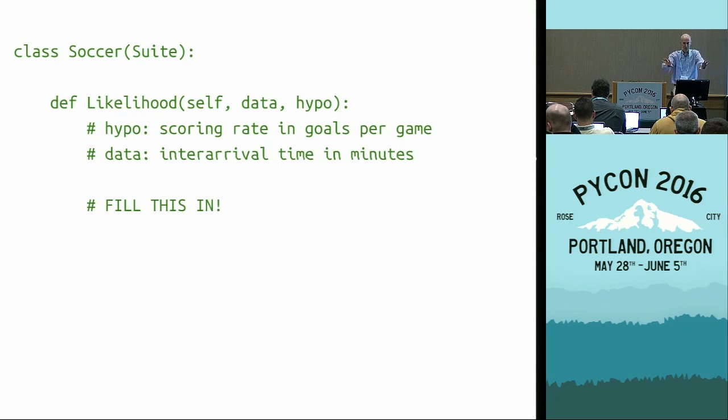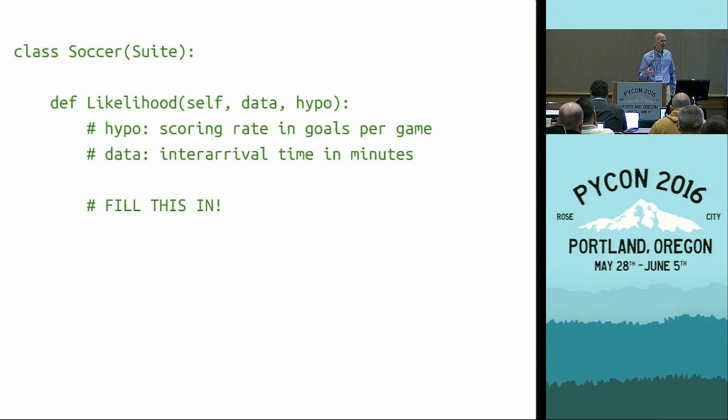So bear with me for a minute, because this is going to take a little bit of explaining, which is the hypothesis that you get will be the goal scoring rate. So someone will tap you on the shoulder and say, Germany versus Brazil, their actual goal scoring rate is 2 goals per game. And then the data will be the 11 minutes. So after the first goal, you say, hey, they scored after 11 minutes. So the inter-arrival time was 11 minutes.